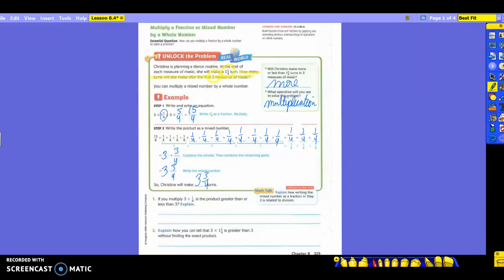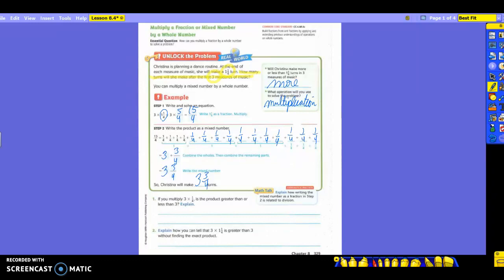So I'm not asking you to write all this out if you can do the division. I just want you to know that it's there if you need it. Okay? Number 1, if you multiply your 3 times 1/4, is the product greater than or less than 3? So what do we find?